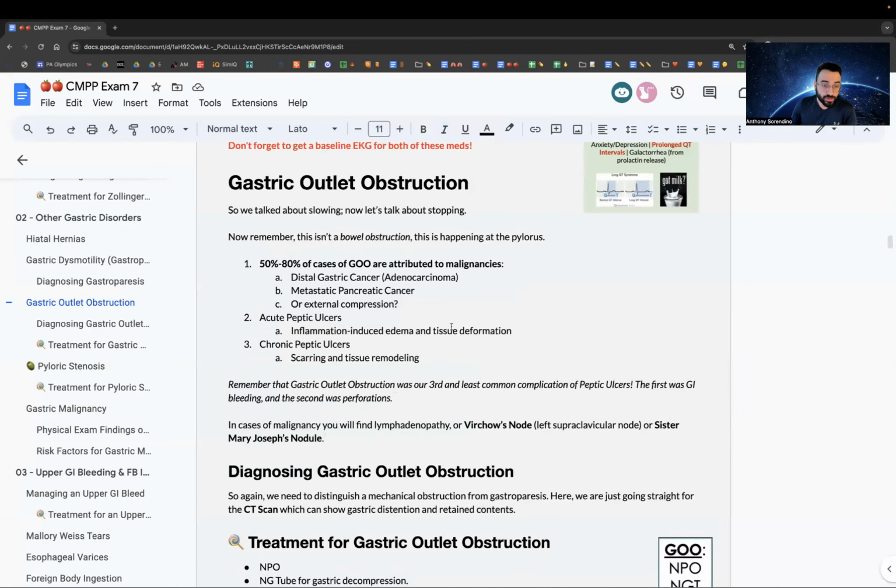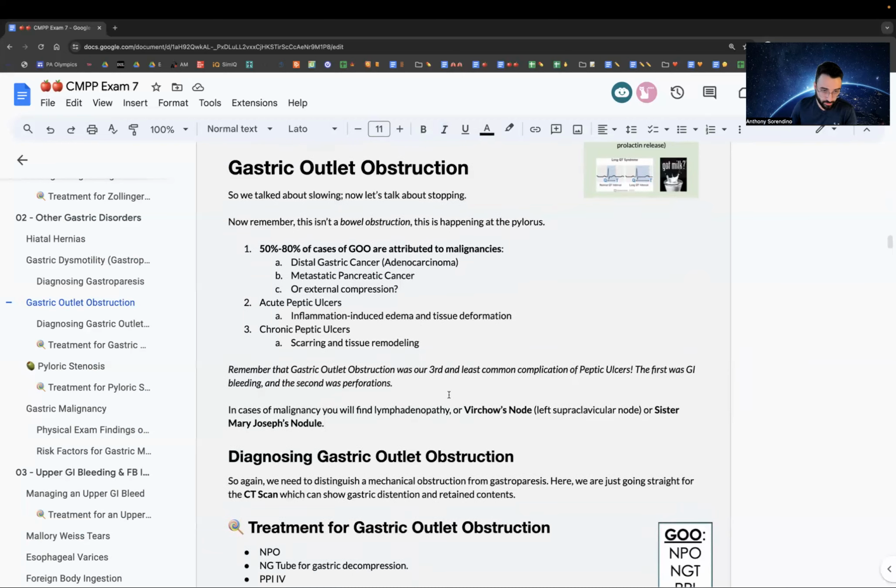Okay, so because 50 to 80% of these are attributed to malignancies, you're going to find some lymphadenopathy. So you're going to find Virchow's node. That's going to be specifically on the left supraclavicularly, or you're going to see Sister Mary Joseph's nodule. We learned about that in the abdomen.